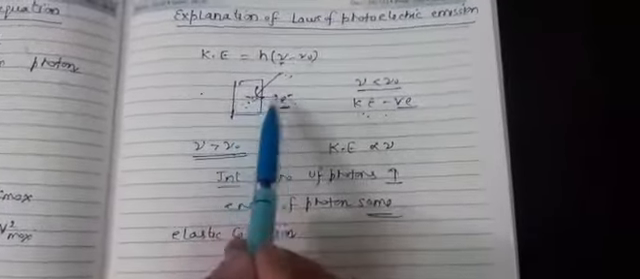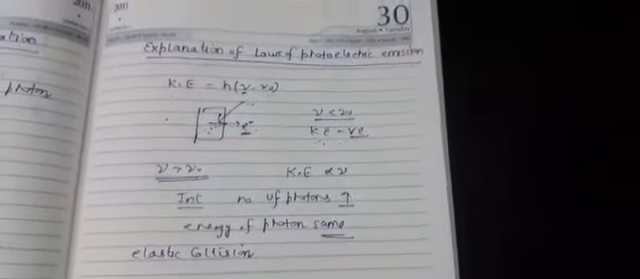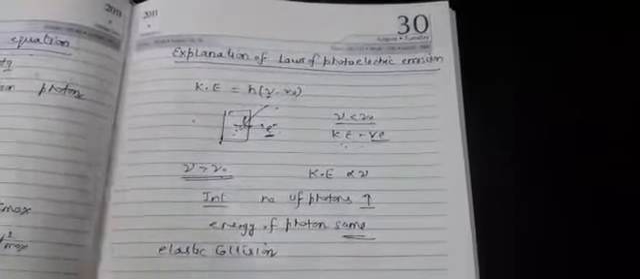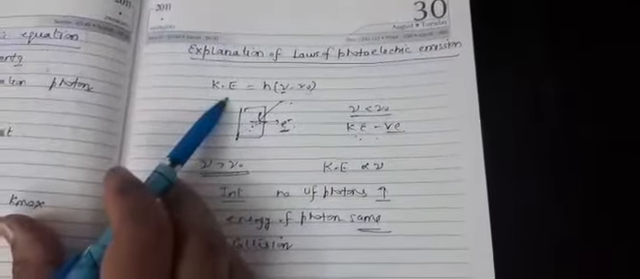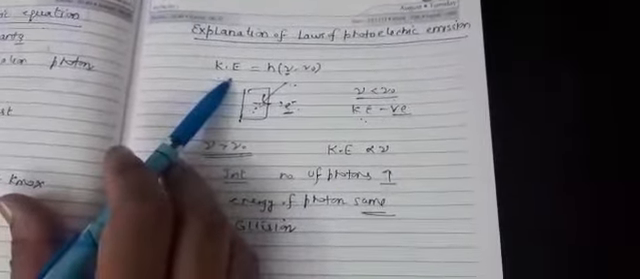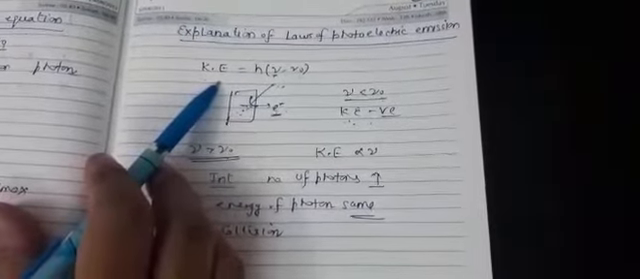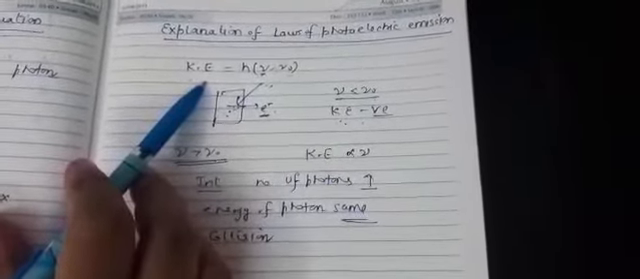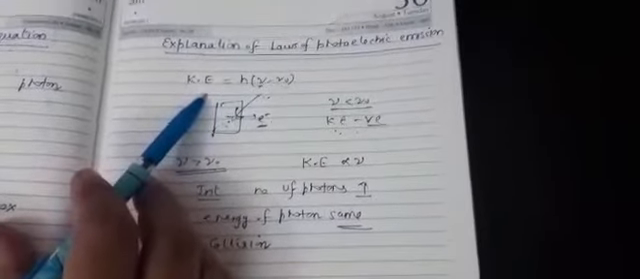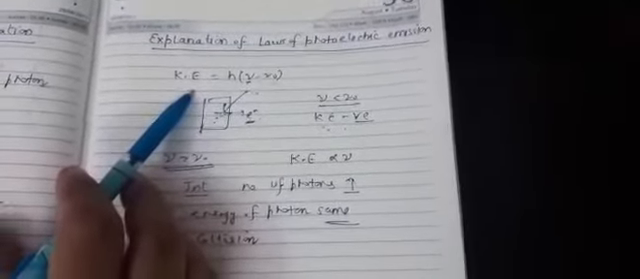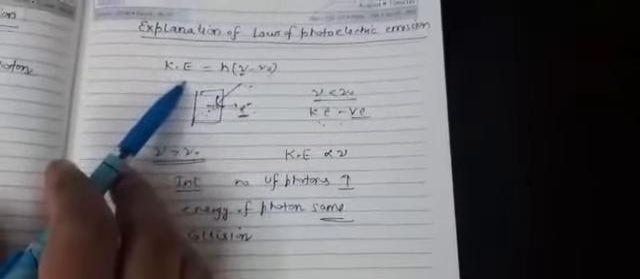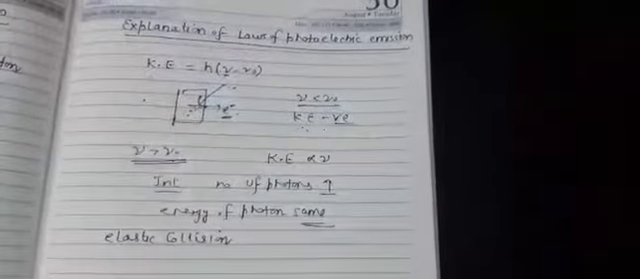So these are the four laws of photoelectric emission which we have explained on the basis of this Einstein photoelectric equation. So now what kind of question can be there? Explain photoelectric emission on the basis of Einstein's predictions, or explain or derive Einstein photoelectric equation and explain photoelectric effect on its basis.